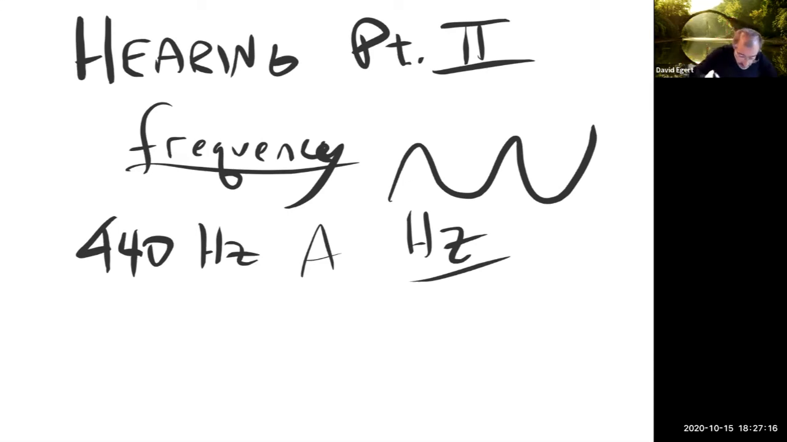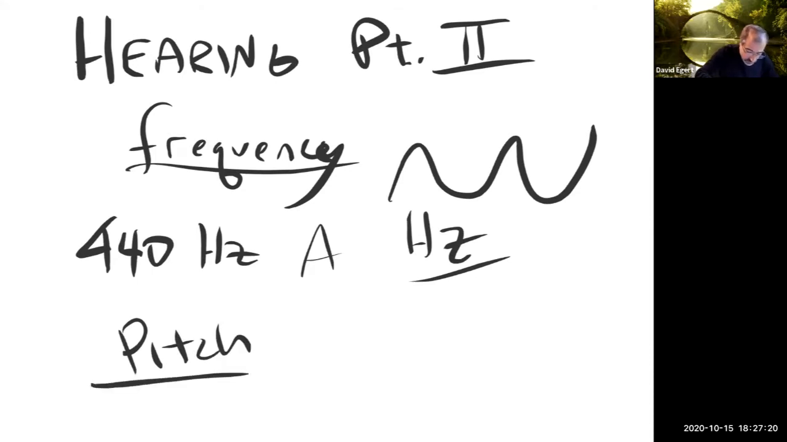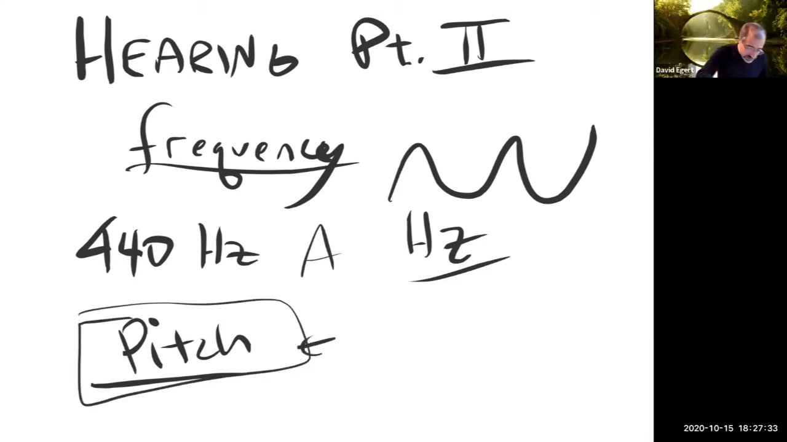So when we think of pitch, and it's not exactly, there's ways to fool it, just like you can have visual illusions, you can have auditory illusions. But in general, when we hear a certain pitch, it's giving us a readout of what is the primary frequency of the sound that we're hearing.